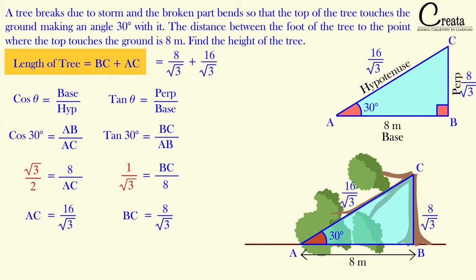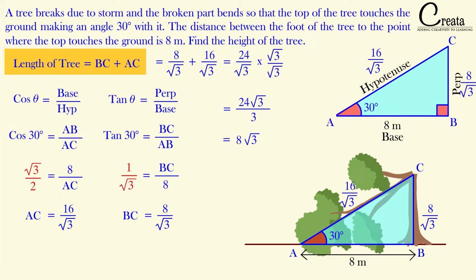So 8 by root 3 plus 16 by root 3. Let's take the LCM as root 3. We got the answer as 24 upon root 3. Let's multiply the numerator and denominator by root 3. We got our answer as 8 root 3. That is the height of the tree, 8 root 3 meters. Got it? Simple question. If you are able to visualize the question, you can easily solve it. Visualization plays a very important role in height and distance questions.